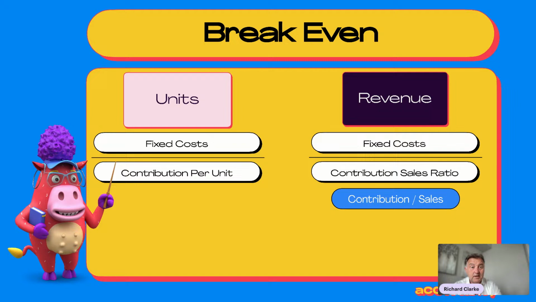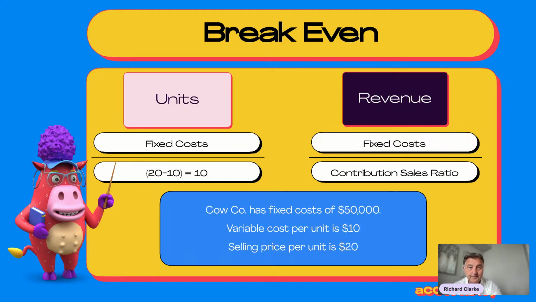Okay, so I hope you're still all good with that. Let's keep going then. Here's a question. I'm going to do this question for both units and revenue. We've got fixed costs of 50,000.